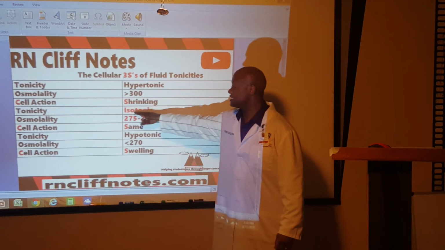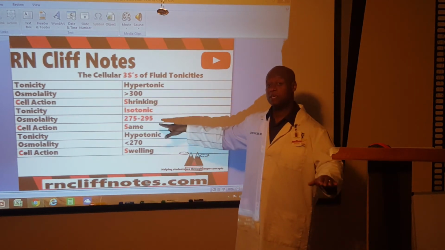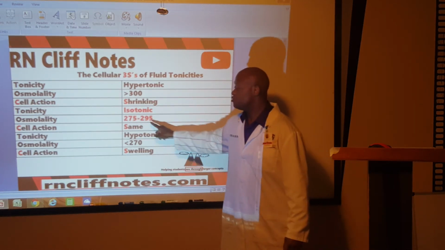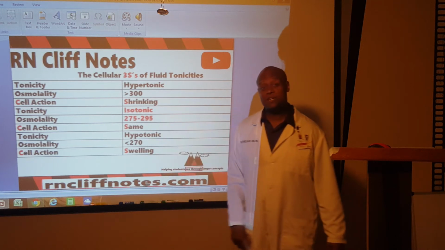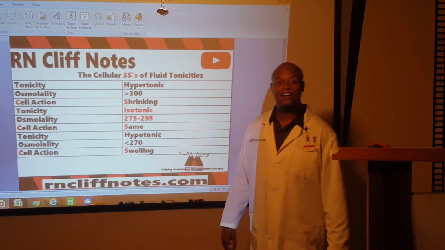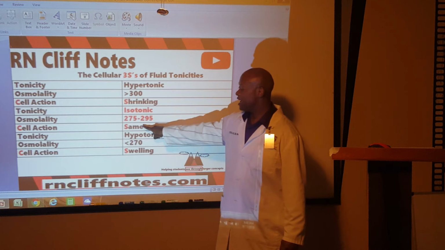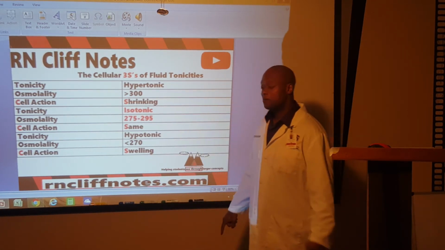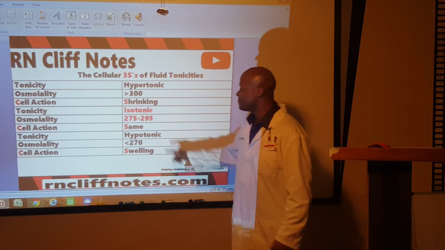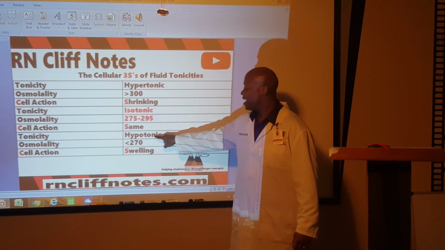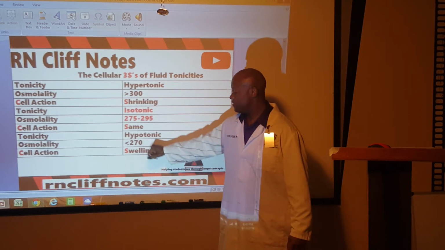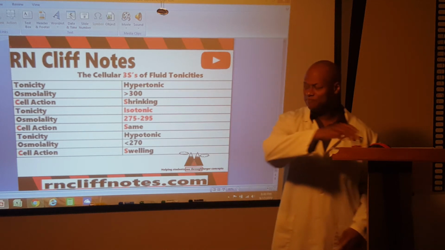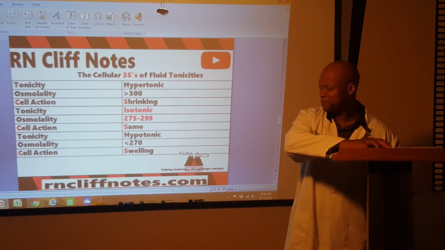Then if the fluid is isotonic, what, the same as blood? Then that range 275 to 295. That's in red because it's important come test time. All right? Yeah. All right, then what happens? The cell stays the same size. I don't know, it sounds like a tongue twister. Okay. And then we got, right, hypotonic. So less than 270, and it causes cells to swell. But let's take a look at that, because that's like a lot of information.